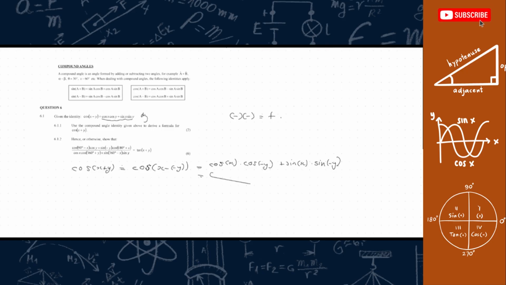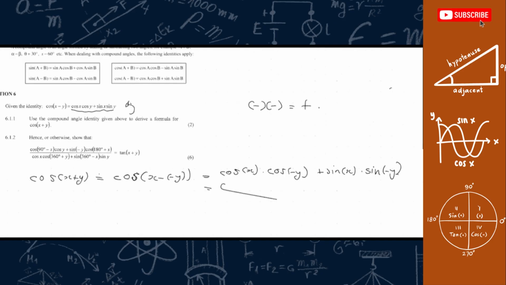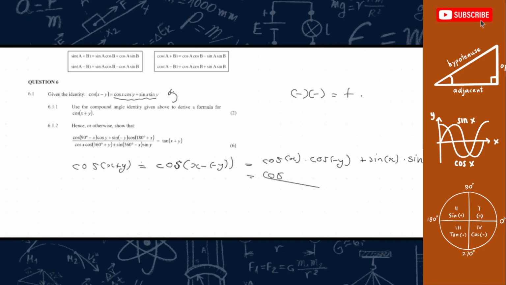From there on, we know that a negative angle is just one that's going in this direction. And we understand that cos is positive in that direction. So we would have cos of y. And we have sine. And we know that sine is negative in this quadrant. So that's just going to give us cos x cos y minus sine x sine y, and we are done.